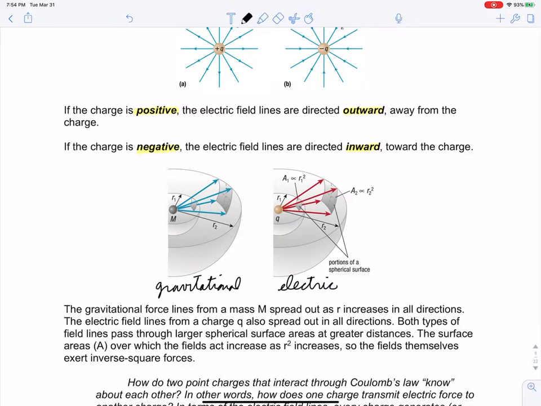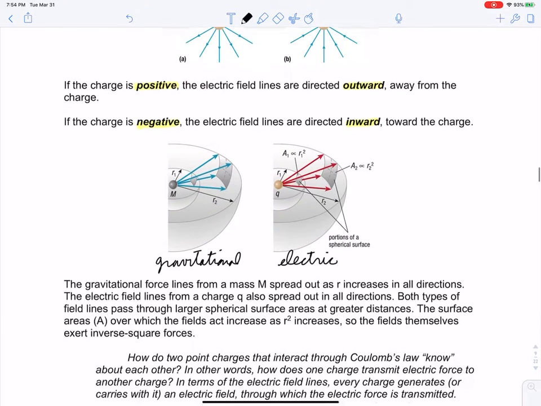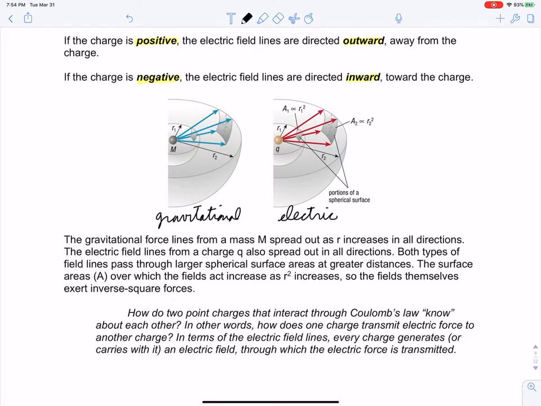The farther away you are from a charge, the smaller the force is going to be. These field lines spread out. The closer they are together, both types of field lines pass through larger spherical surface areas at greater distances. The surface area, A, over which the field acts, increases as r squared increases. So the field lines themselves exert inverse square forces.